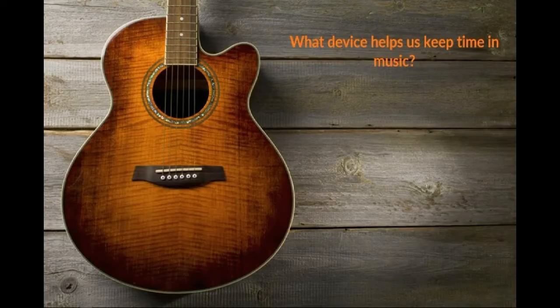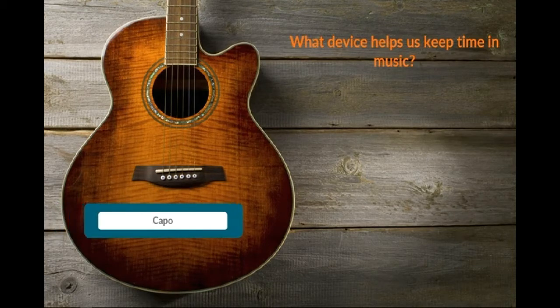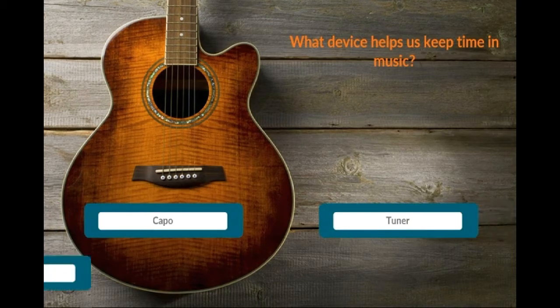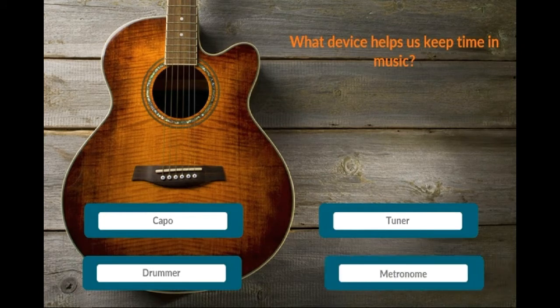So, what device helps us keep time in music? Is it a capo, a tuner, a drummer, or a metronome? I'll give you a couple seconds to write down an answer.